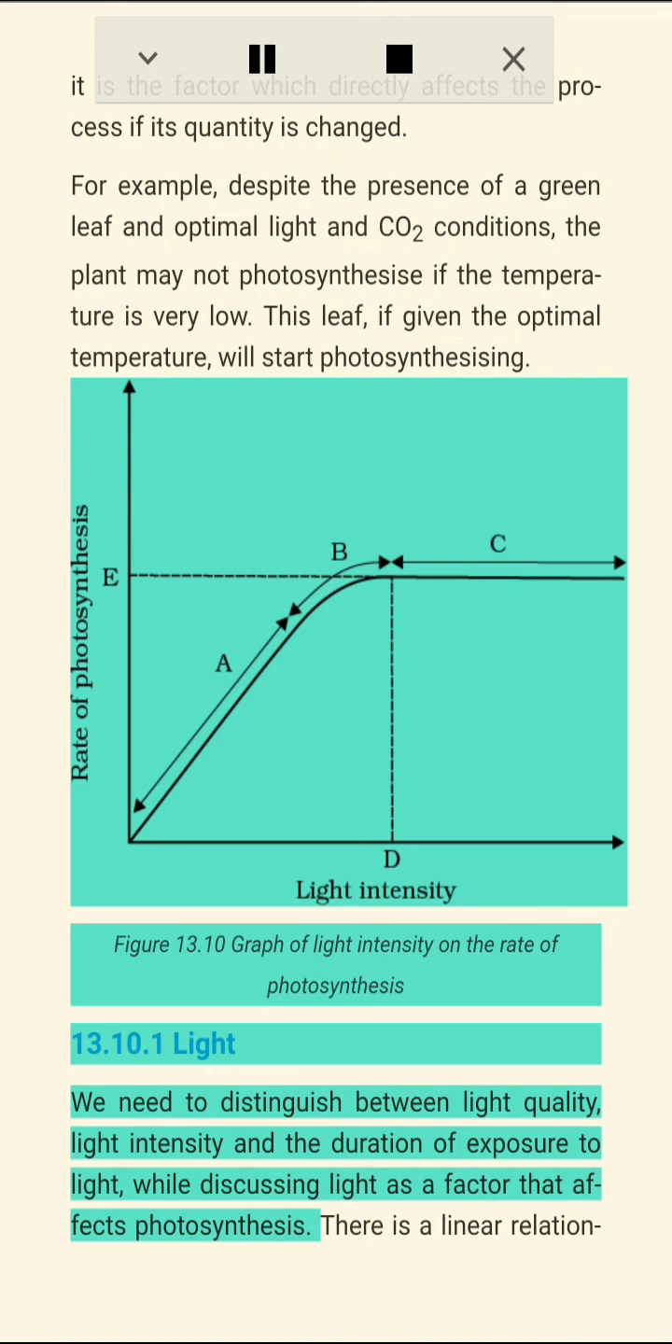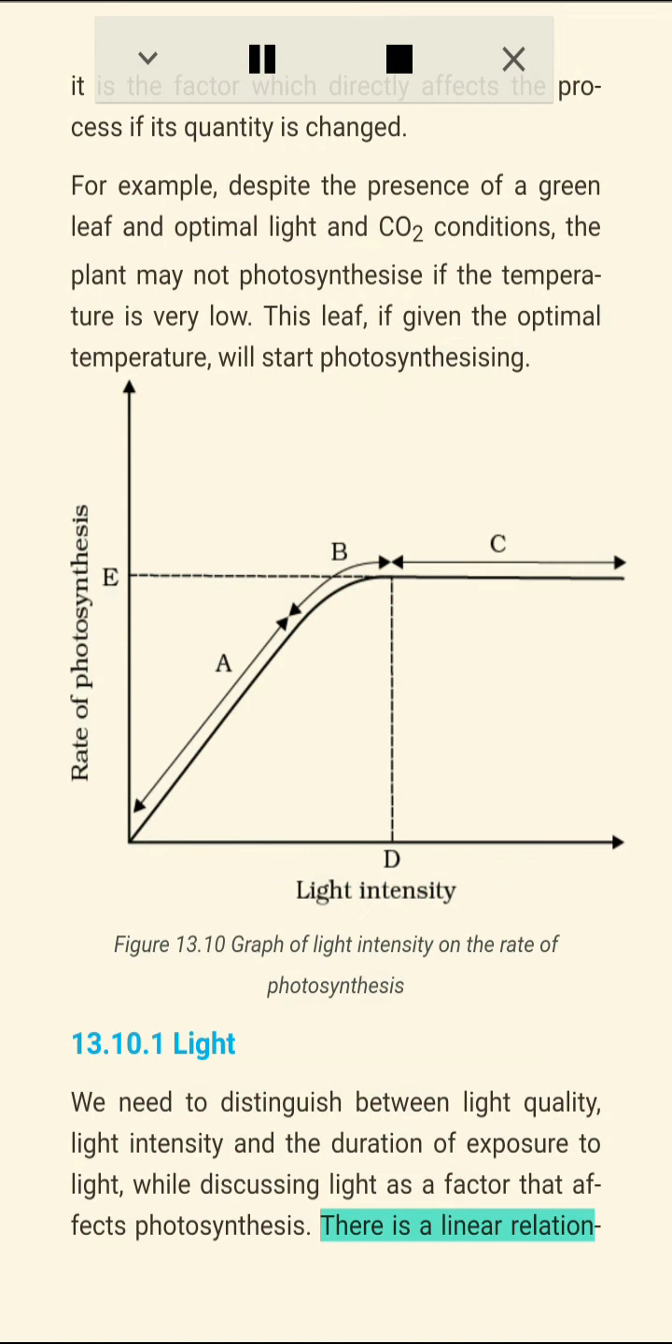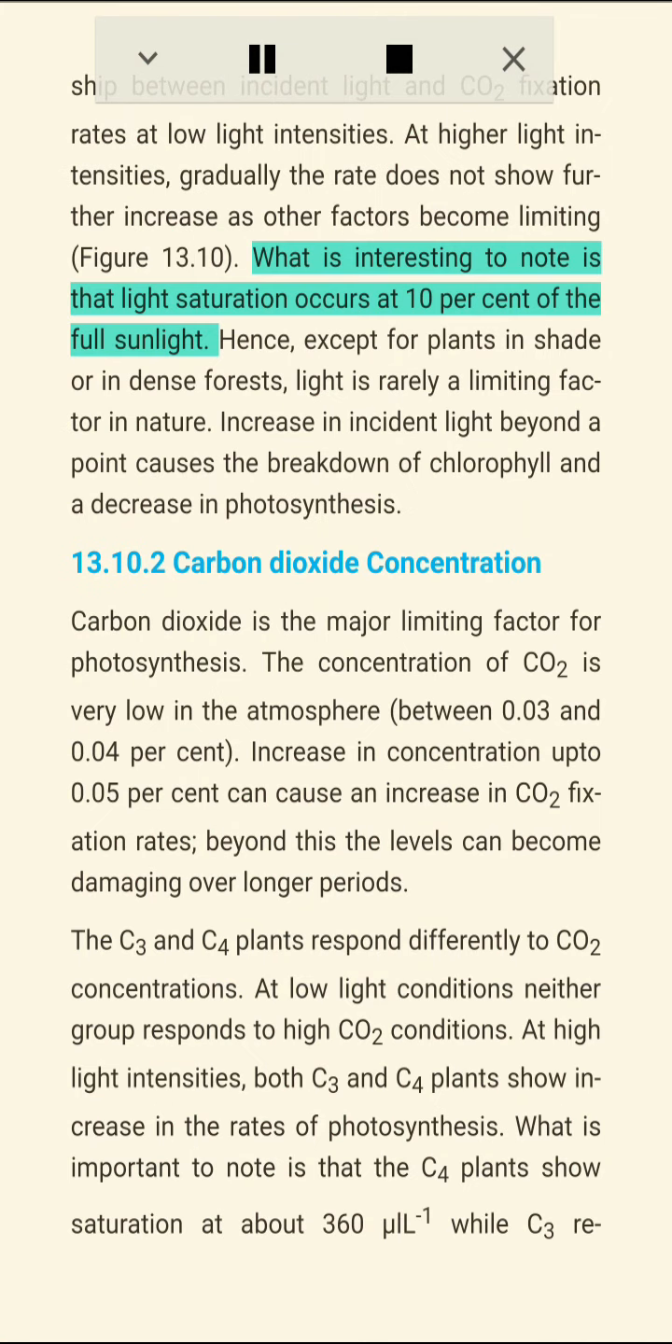Figure 13.10 Graph of light intensity on the rate of photosynthesis. 13.10.1 Light. We need to distinguish between light quality, light intensity and the duration of exposure to light. While discussing light as a factor that affects photosynthesis, there is a linear relationship between incident light and CO2 fixation rates at low light intensities. At higher light intensities, gradually the rate does not show further increase as other factors become limiting, figure 13.10.